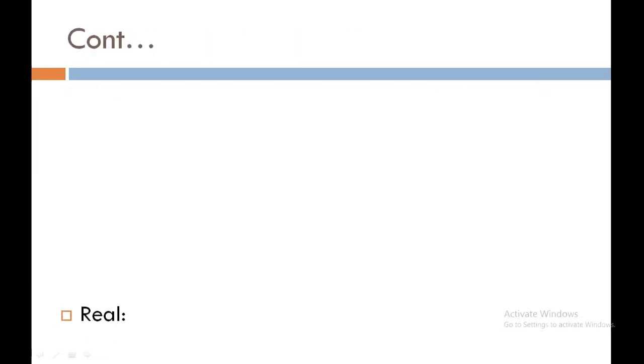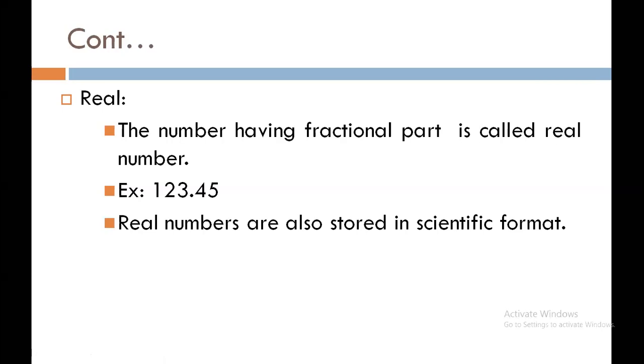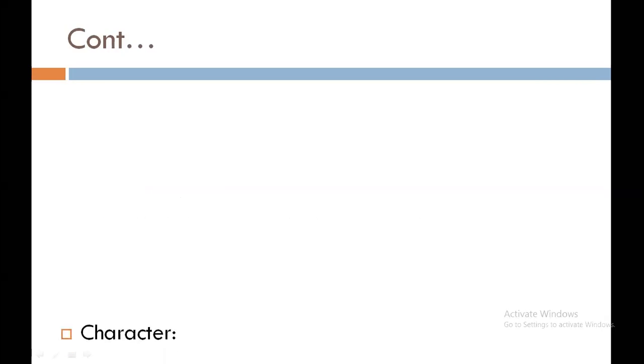Now next is the real data structure. Real means data with a floating point. A number having a fractional part is called a real number. For example, 123.45. It is also stored in scientific format.